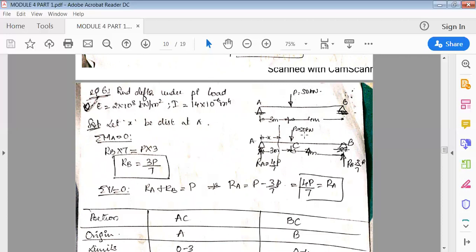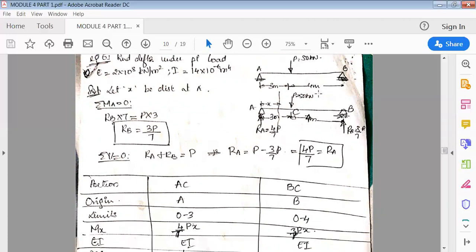So put P is equal to 50 kilonewton. And once you put P is equal to 50 kilonewton, find the reactions. Find the moment about A. So this is RB into 7, then P into 3. Okay, so RB is 3P by 7.